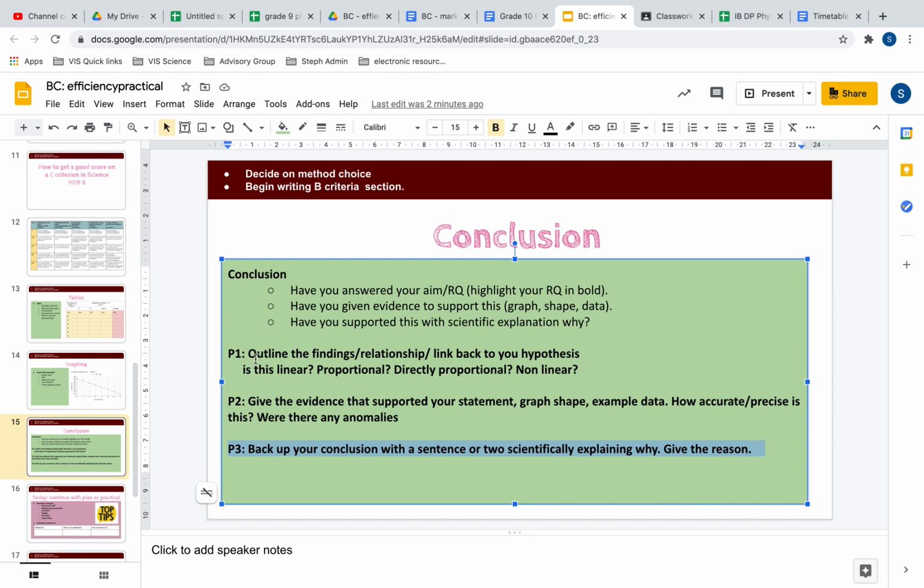Some people like to do this as three separate ones. I've had some people combine the first two, they find that a bit easier, and then do the third one as a separate paragraph. It is up to you, but that is my tip for how I would lay this out.